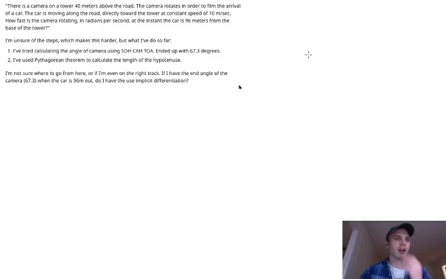All right, here we have a question. It says, there is a camera on a tower 40 meters above the road. And so for the sake of this making sense, we're going to say that the tower is directly above the road, like you're driving underneath the Eiffel Tower or something. Otherwise, this doesn't make sense to model it this way. So our tower is 40 meters tall.